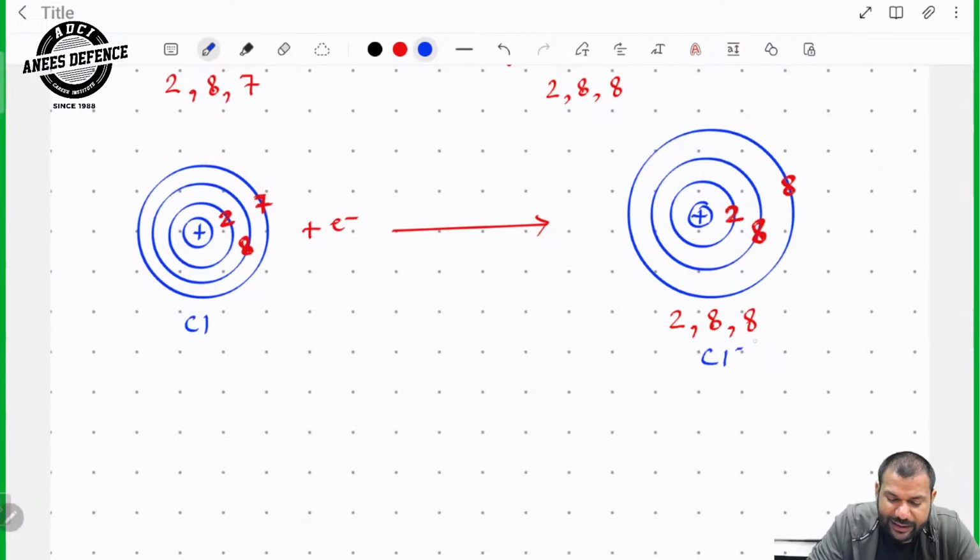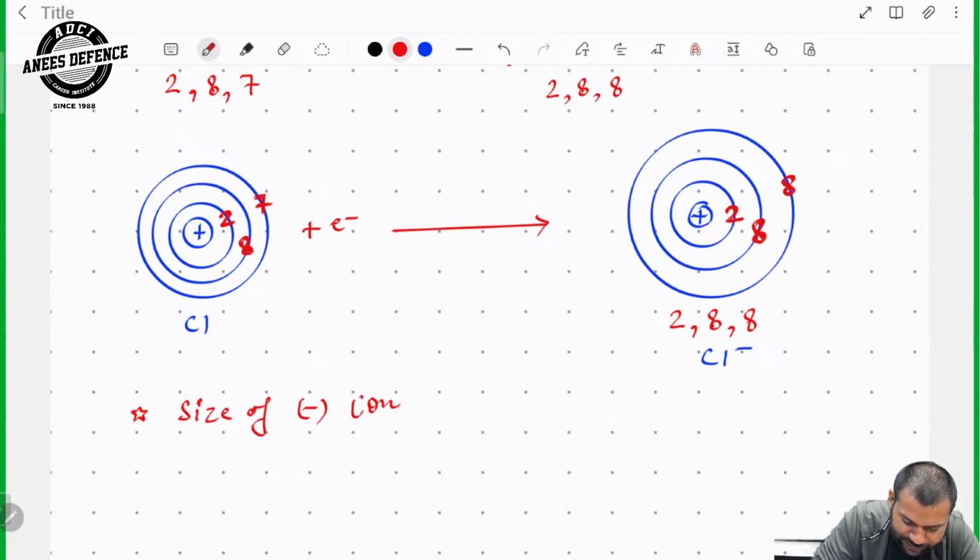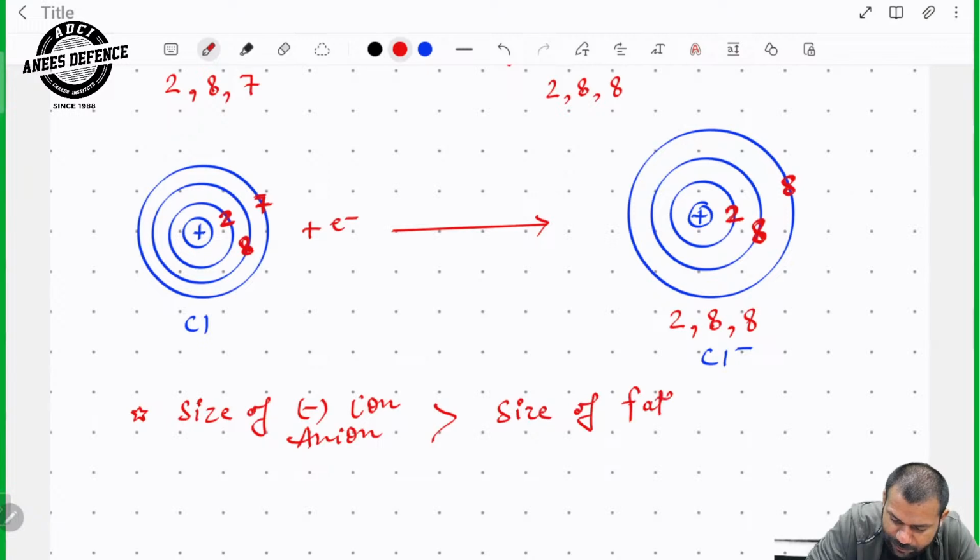Here we can say that the size of the negative ion, that is the anion, will be greater than the parent atom. It will always be greater. So we can write here that the size of a negative ion, that is an anion, is greater than the size of the parent atom. Understood?